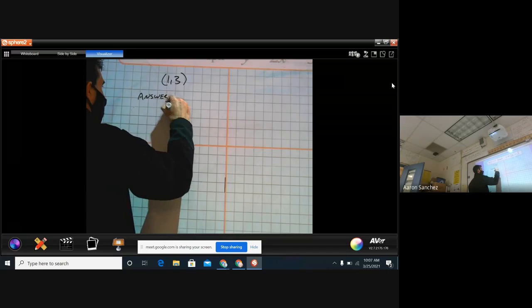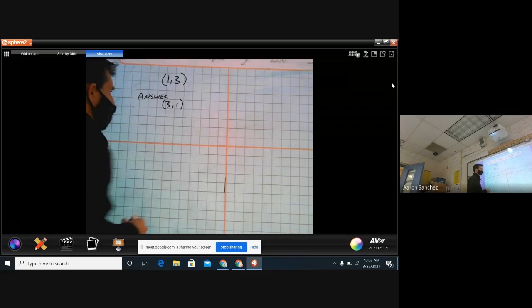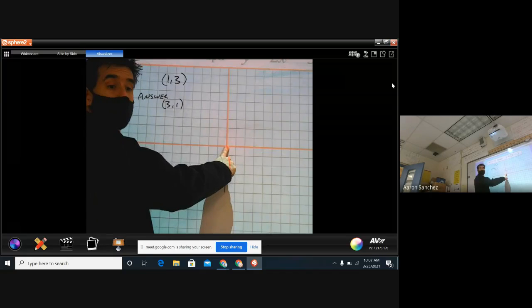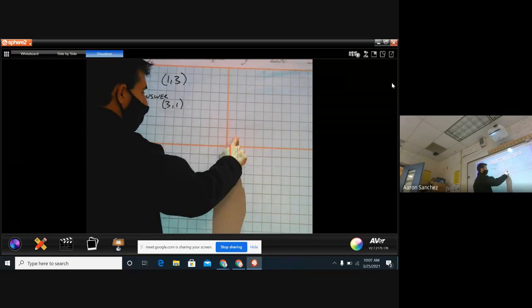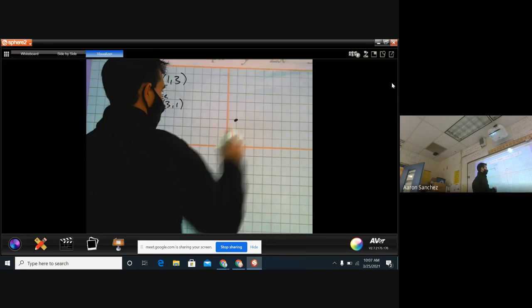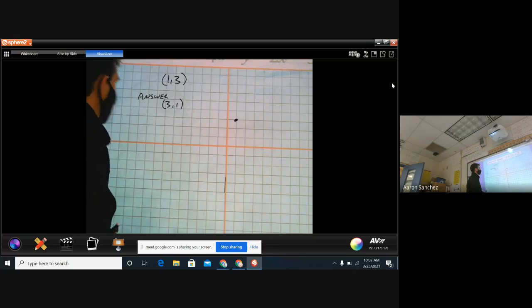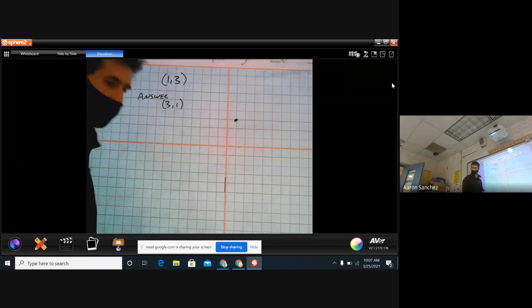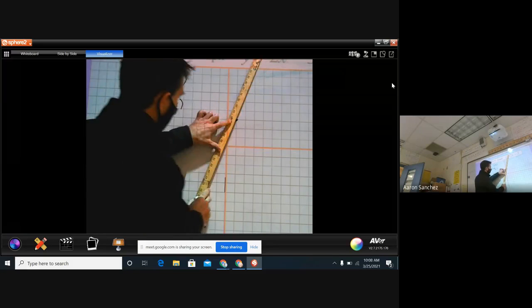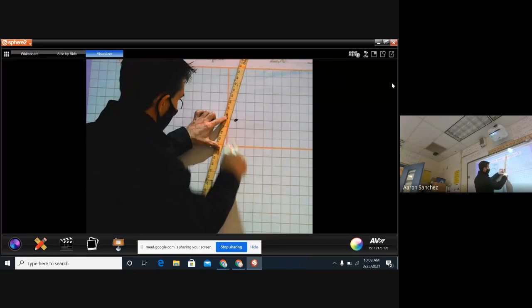It's going to be 3, 1. These are going to switch, okay? So let's go 1, 3. So my original is over 1, up 1, 2, 3. There's my original. And then I got to rotate it 270 degrees counterclockwise. So let's draw the line. You got to draw this. Now this one's a little bit more challenging. You got to draw this through the origin.